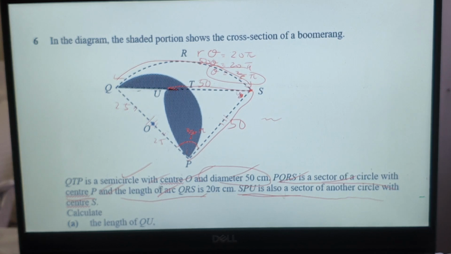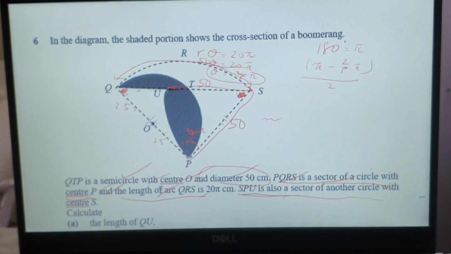So this angle must be the same as this angle. So you take not 180, not 360 minus this, but 180 degrees is what? Pi, right? So you take pi minus 2 over 5 pi, then this whole thing you divide by 2. That will give you this angle and this angle.